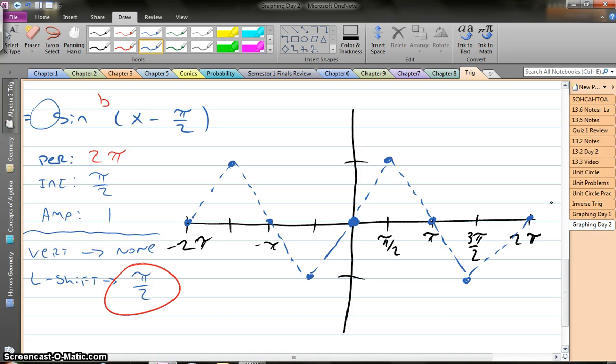All right, now, my lateral shift is pi over 2, so we're moving to the right, because it's positive. Remember, it's always the opposite of, so we're moving right pi over 2. Now, our interval is pi over 2. So we're moving everything right 1 unit, and that matches up with our interval, so that makes it nice.